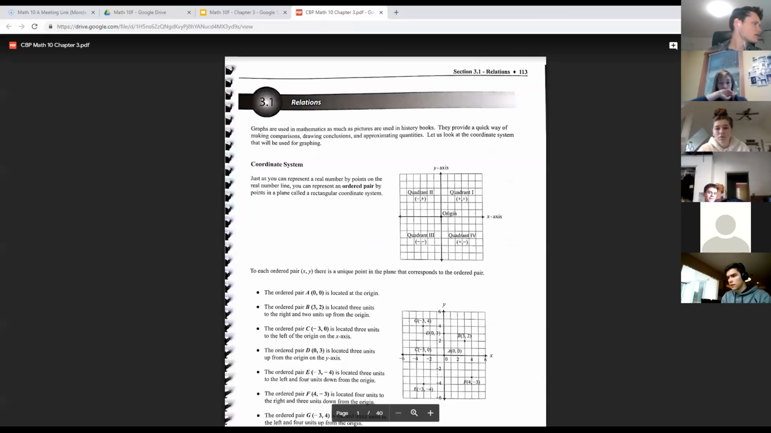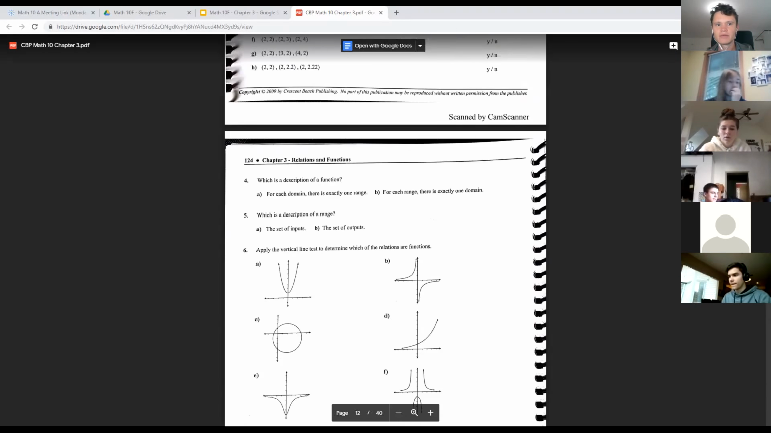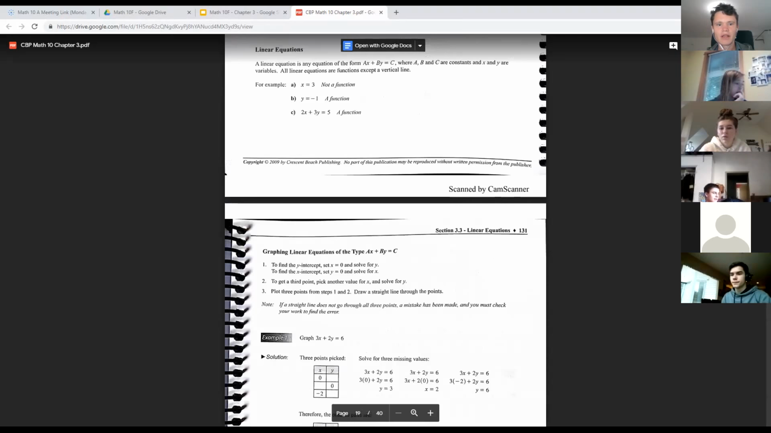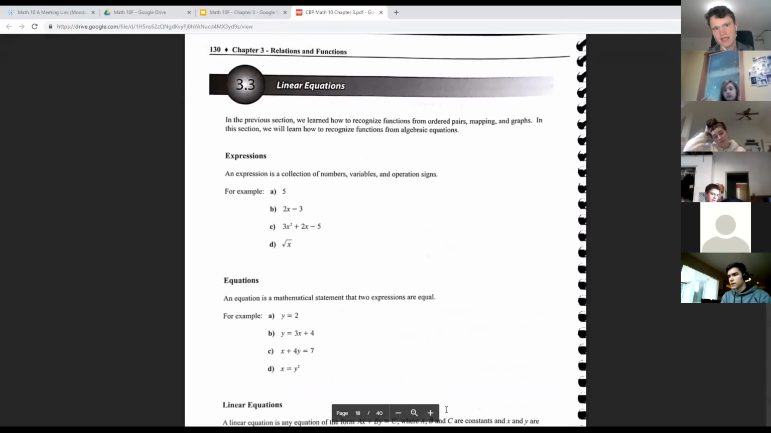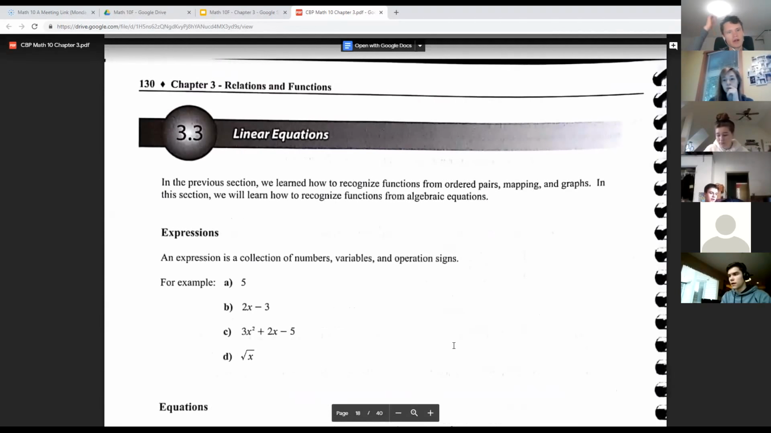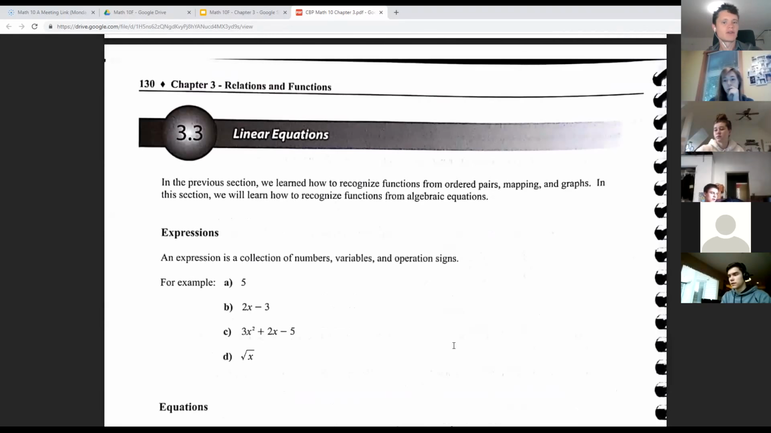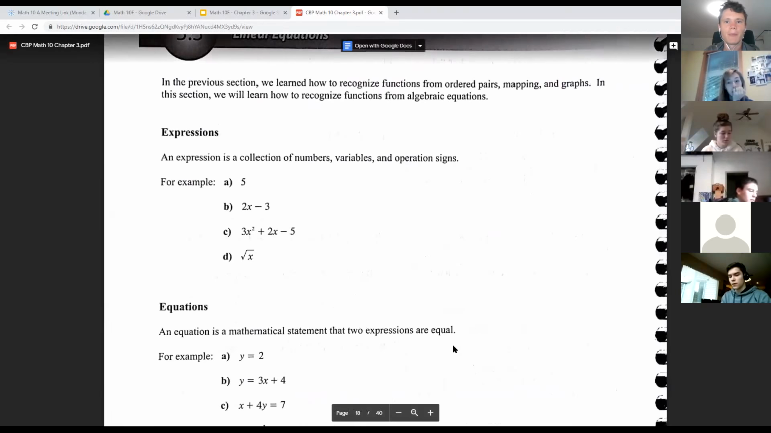Okay, so we're going to start by looking at page 131, I believe. 131. How about 130? 130. On page 130, we're just going over those expressions or those terms that we talked about. So first, an expression.